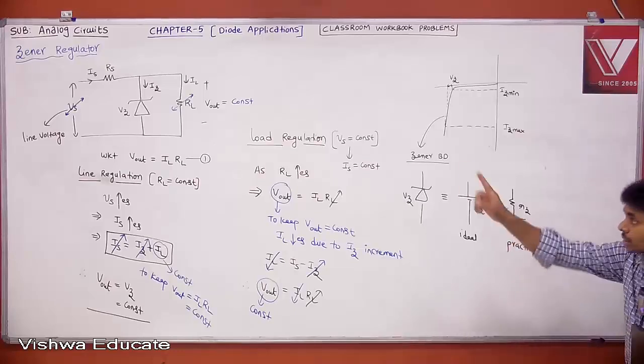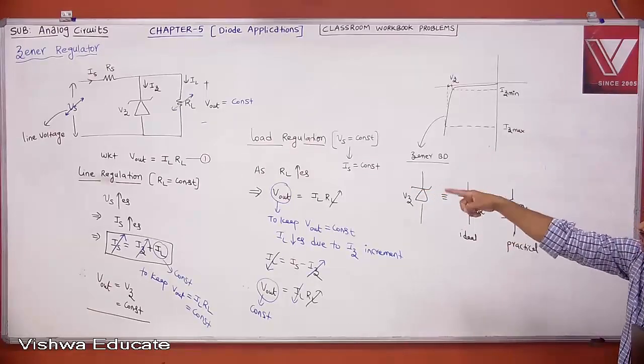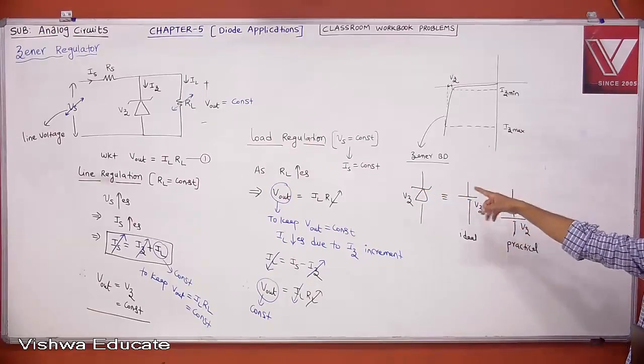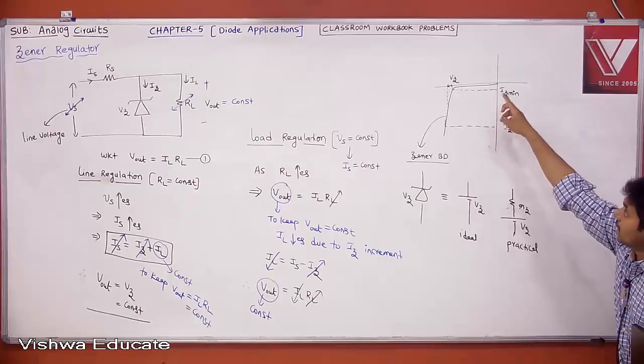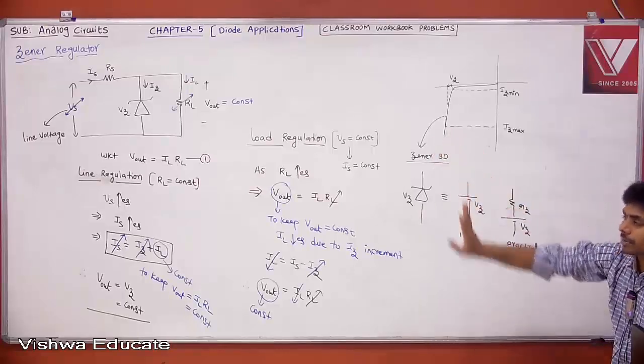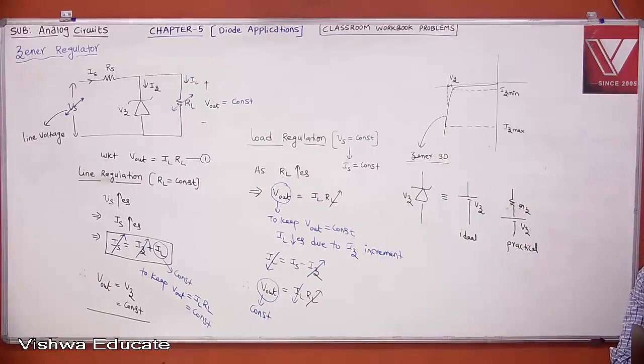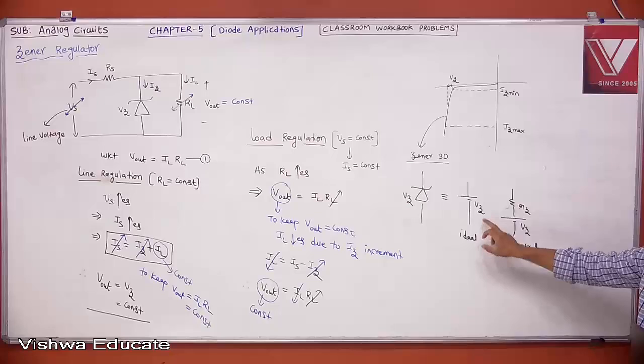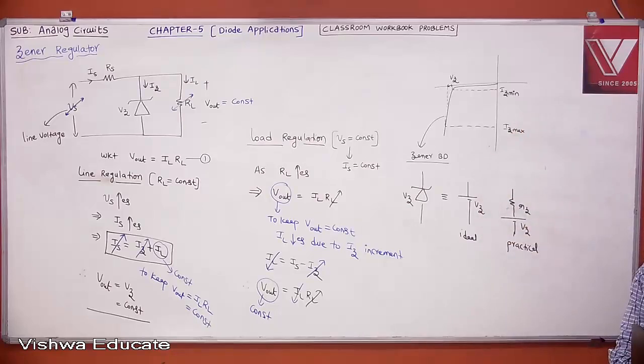But remember, this is true only when the Zener diode is in breakdown. If the Zener diode is not in breakdown, let us say in reverse bias, the Zener diode is nothing but an open circuit. If it is an open circuit, there is no regulation. Your Zener diode is not acting as a battery. This is true only when it is in breakdown. Okay, I'm stressing this point again and again. That is very important. Okay, take it.